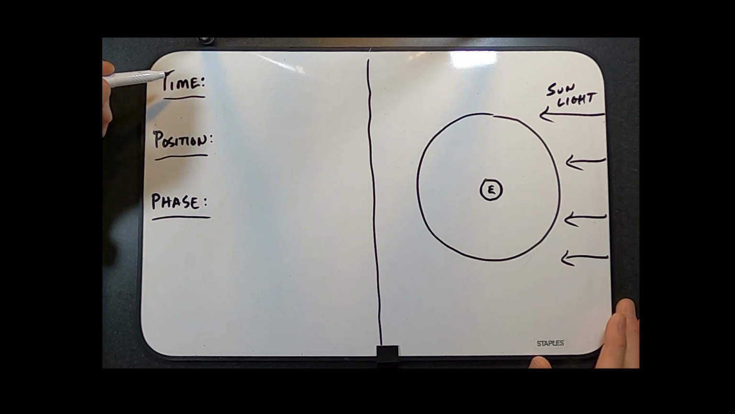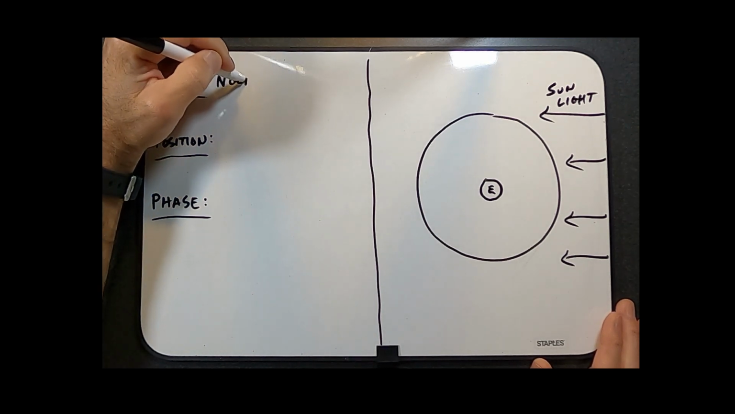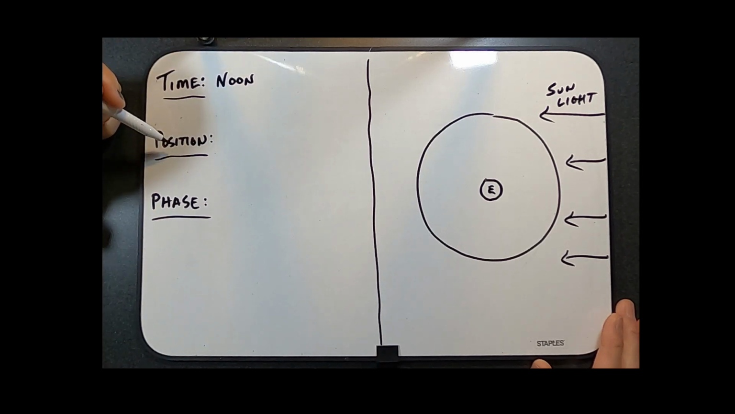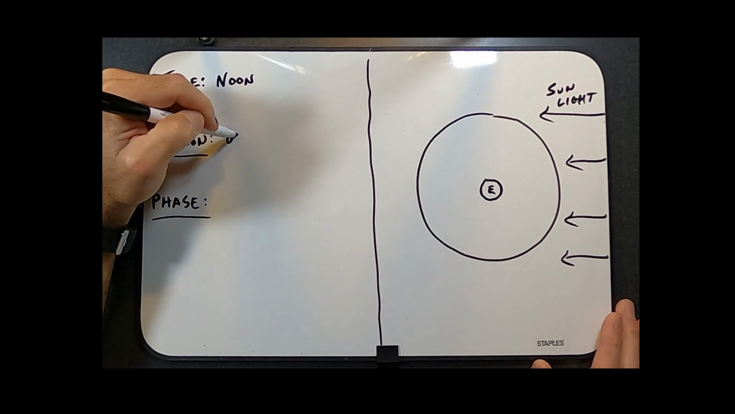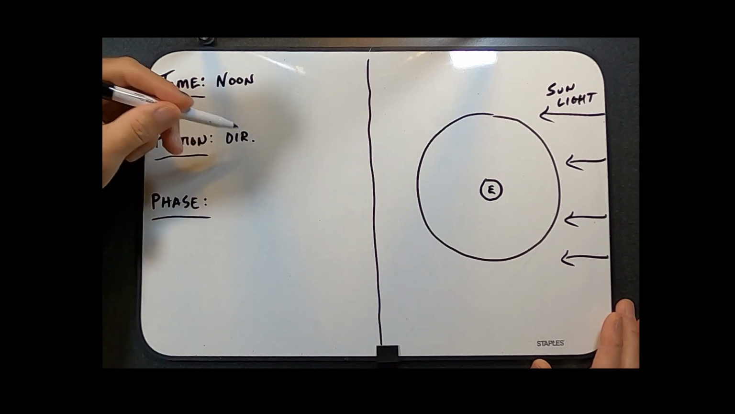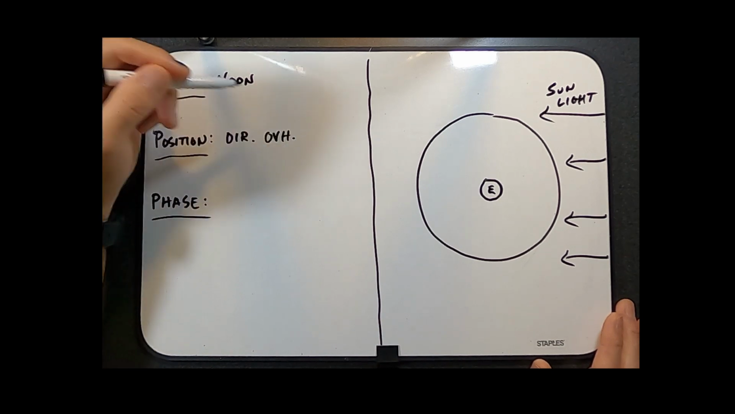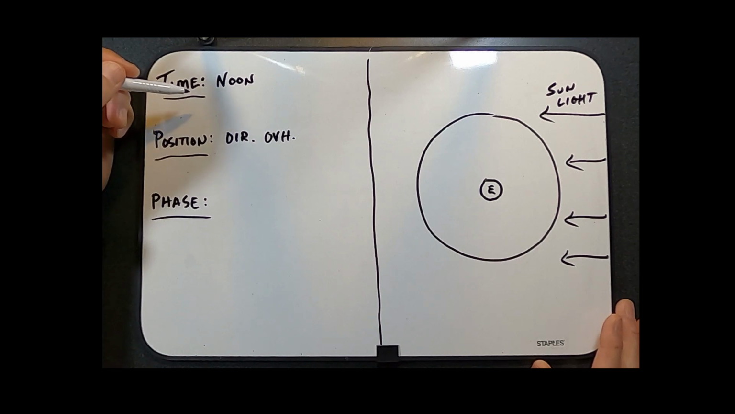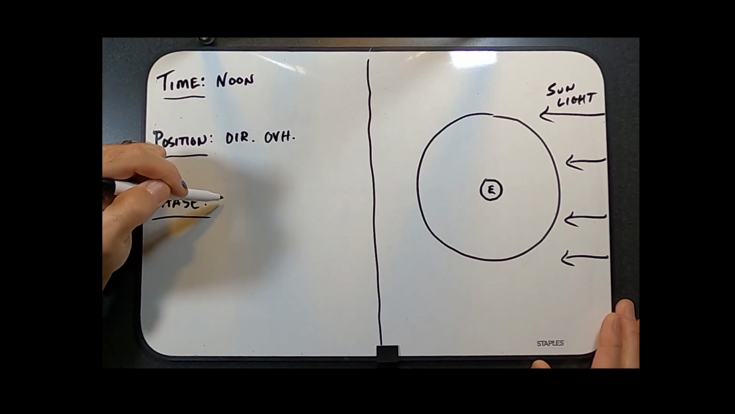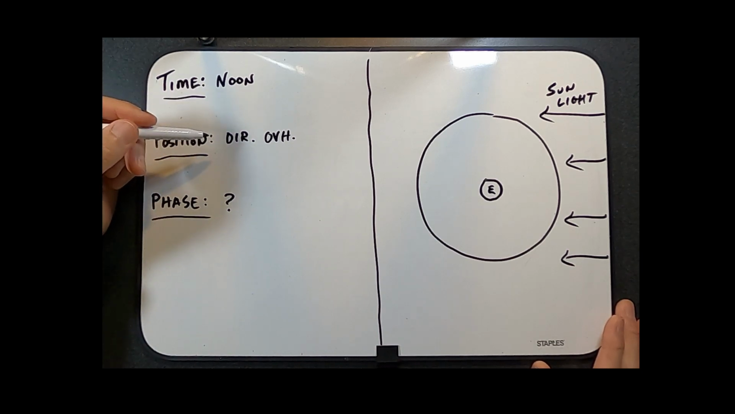So let's start off with something easy. Let's say the time of day, we're going to call it noon, and the position of the moon in the sky. Let's make it even easier, and I'm going to abbreviate it here: directly overhead, OVH for overhead, and my left-handedness is going to slowly erase this as I go. And then, of course, the question is, what is the phase of the moon if these two things are true?